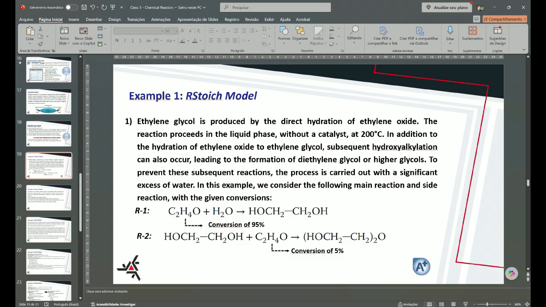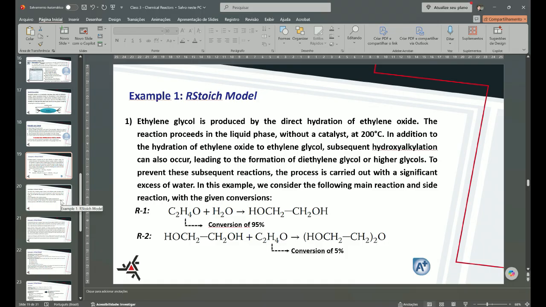In addition to the hydration of ethylene oxide to ethylene glycol, subsequent hydroxyalkylation can also occur, leading to the formation of diethylene glycol or higher glycols. Okay, and this is the second reaction representing this other possibility. To prevent these subsequent reactions, the process is carried out with a significant excess of water. In this example, we consider the following reaction and side reaction with the given conversions. So, 95% of our ethylene oxide will be processed in reaction 1, and 5% is going to be converted in reaction 2.